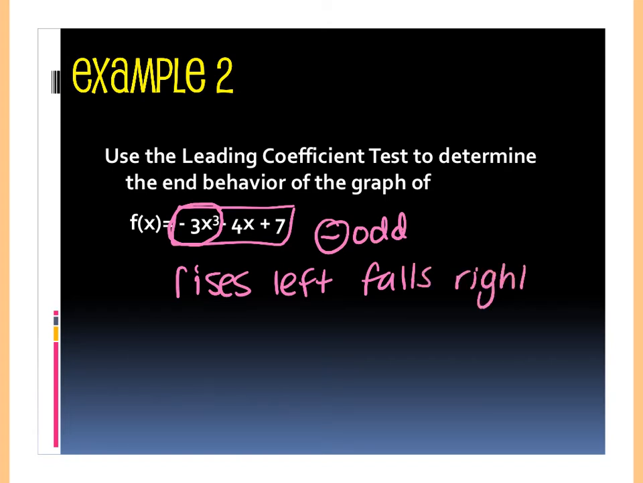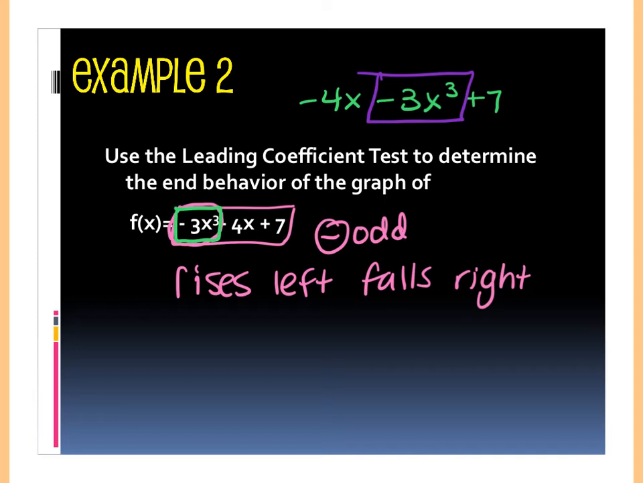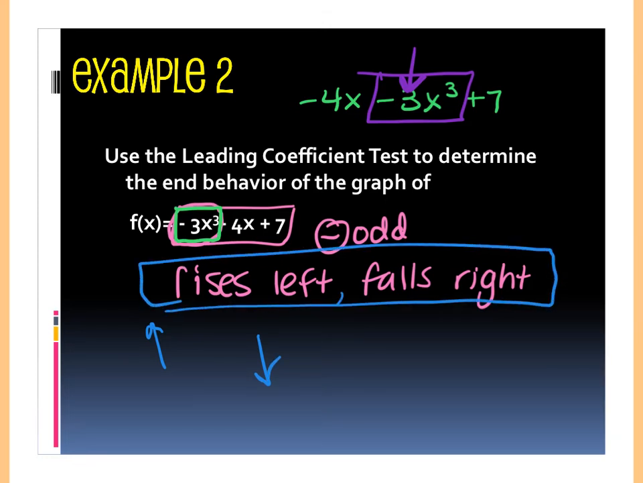Wait, which one's the leading coefficient? The leading coefficient is the number attached to the x that has the highest exponent. So if this was negative 4x minus 3x to the third plus 7, that's still the term you want to look at, the one with the highest exponent. The number on the front of it is the leading coefficient. So this graph would rise to the left and fall to the right. We'll use these words: rises left, falls right.